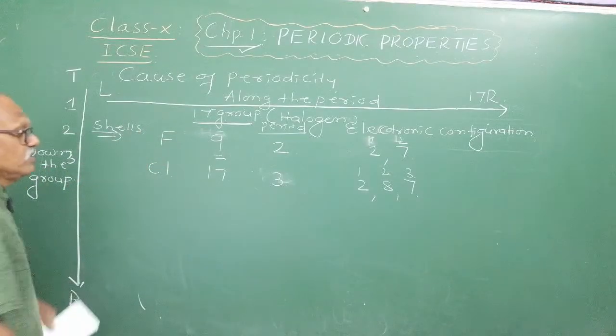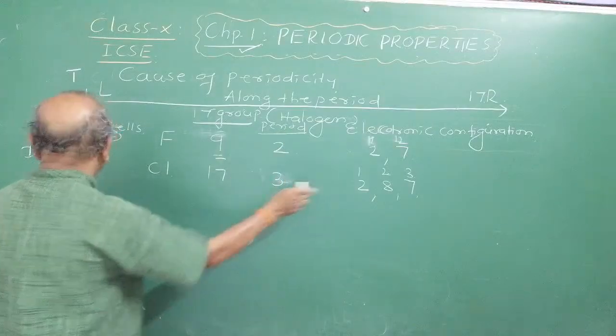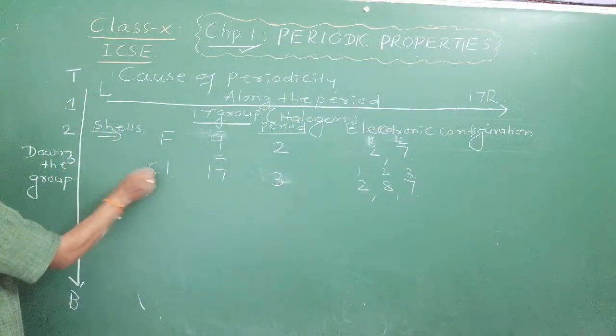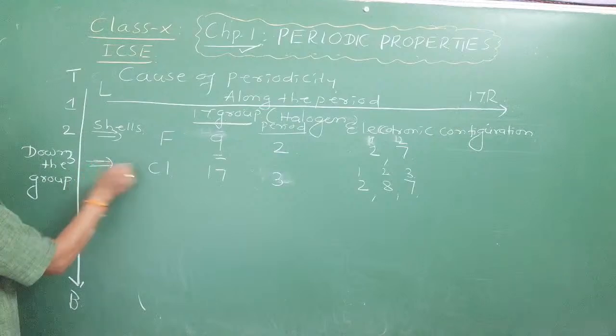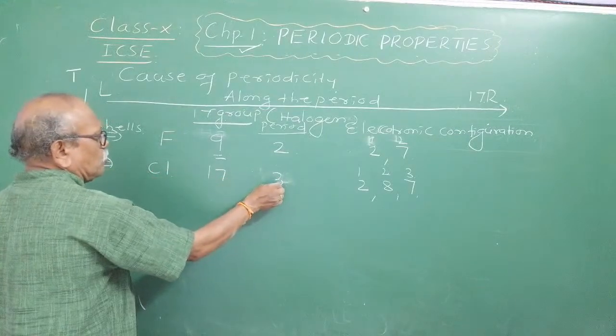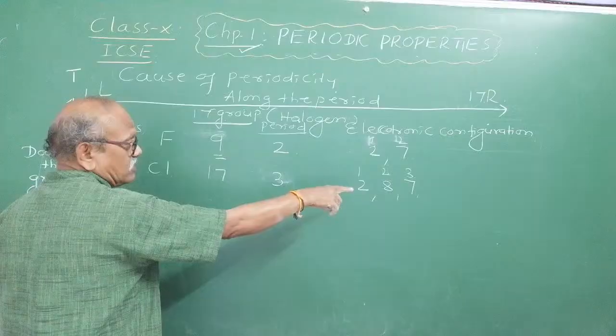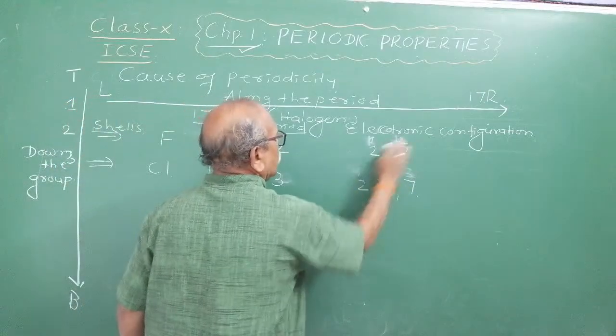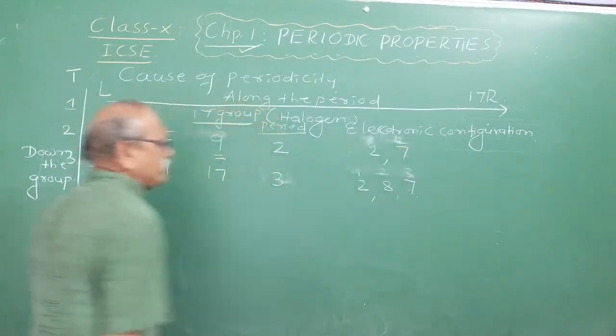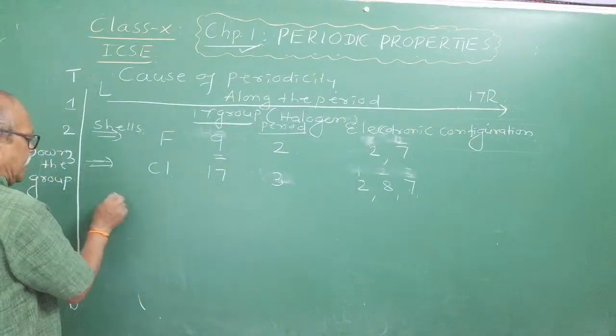Clear to you? For 17, the period is 3. Therefore, chlorine is placed in the third period. This period number is equal to the shell in which the electrons are present. Observe carefully. The number of electrons in the outermost shell is 7. Let us take the next one.